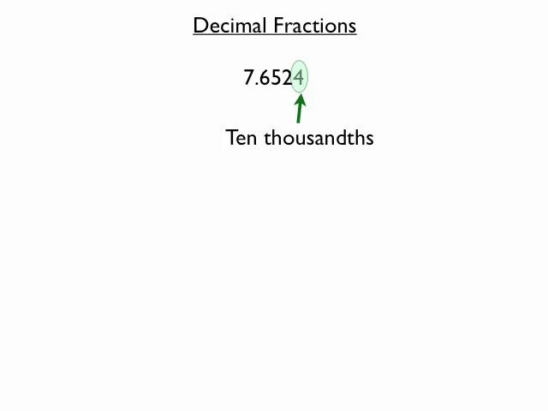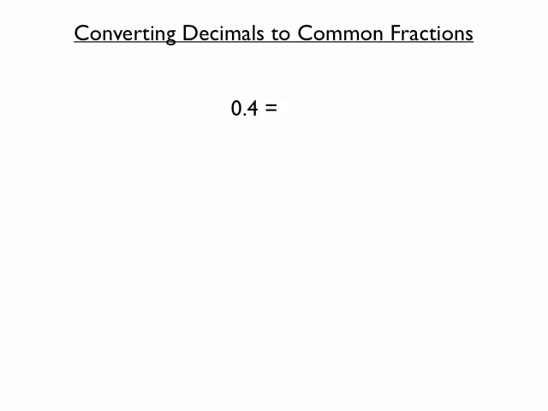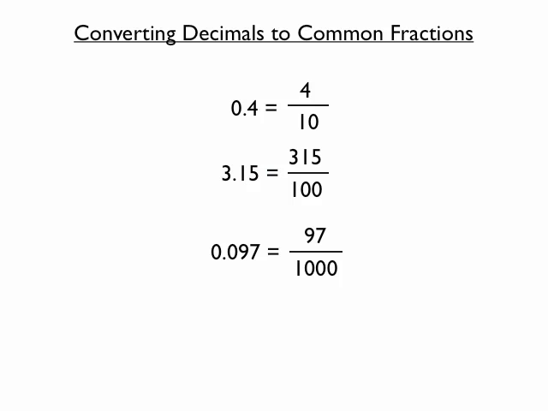As this example shows, converting a fraction from decimal to common form requires only recognizing the value of the last digit in the decimal. Let's do a few more examples. 0.4 is 4 tenths because the 4 is in the tenths column. 3.15 is 315 over 100 because the last digit, the 5, is in the hundredths column. And 0.097 is 97 one-thousandths because the last digit is in the thousandths column.